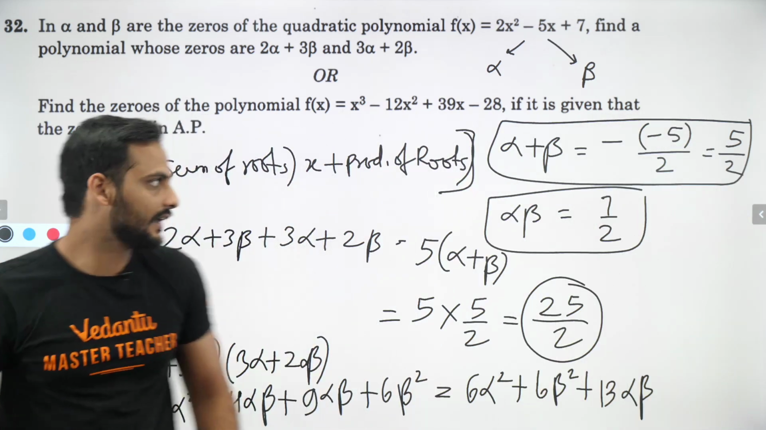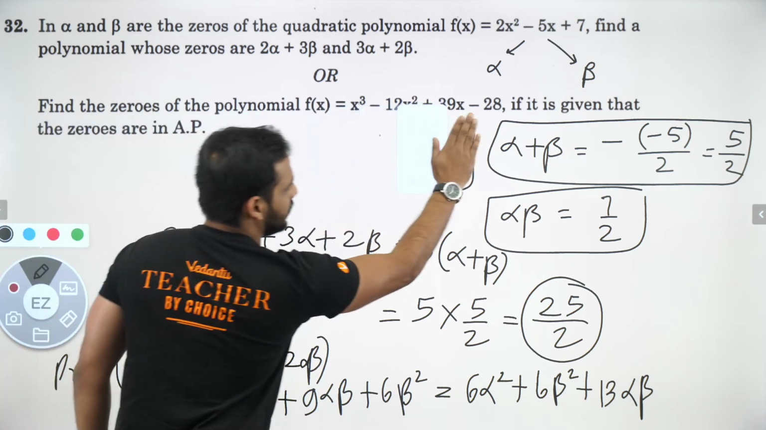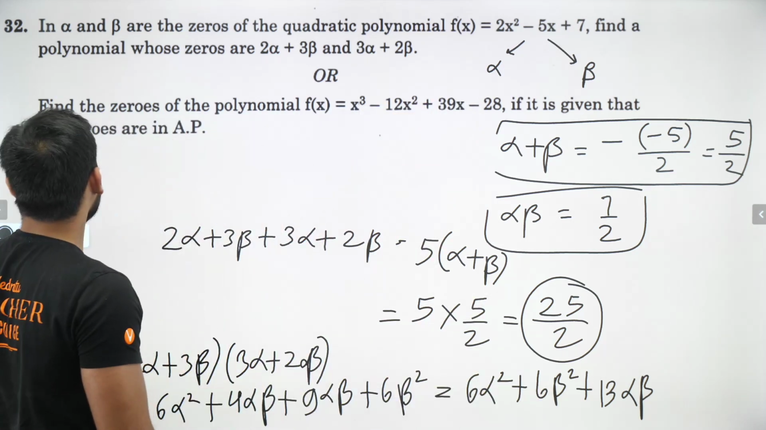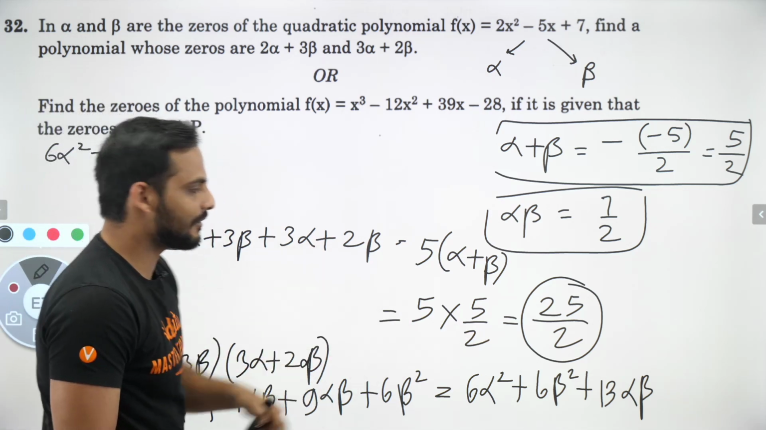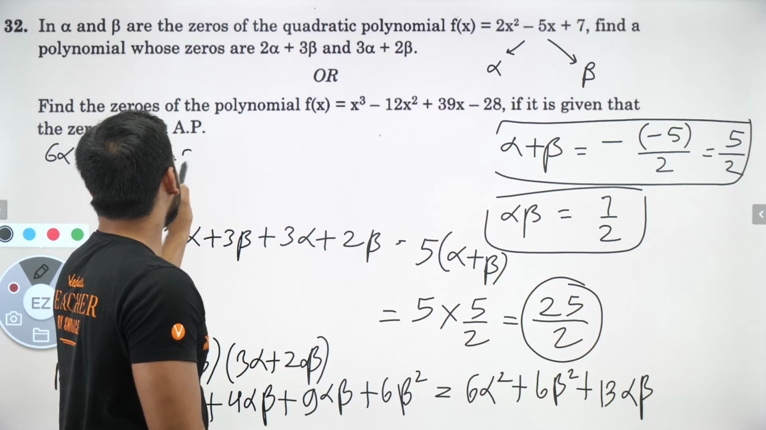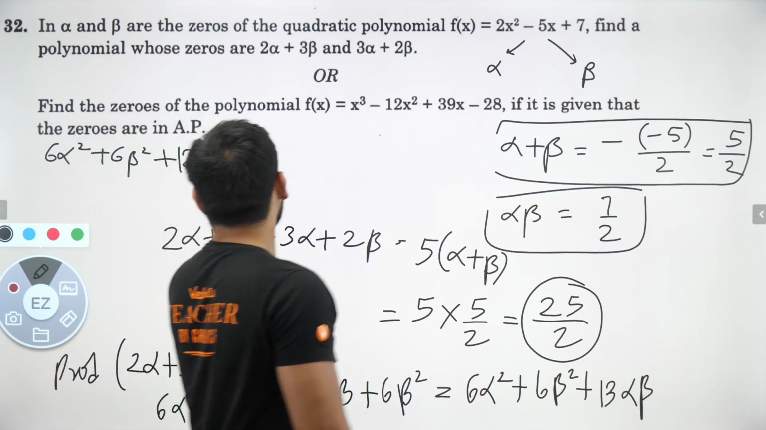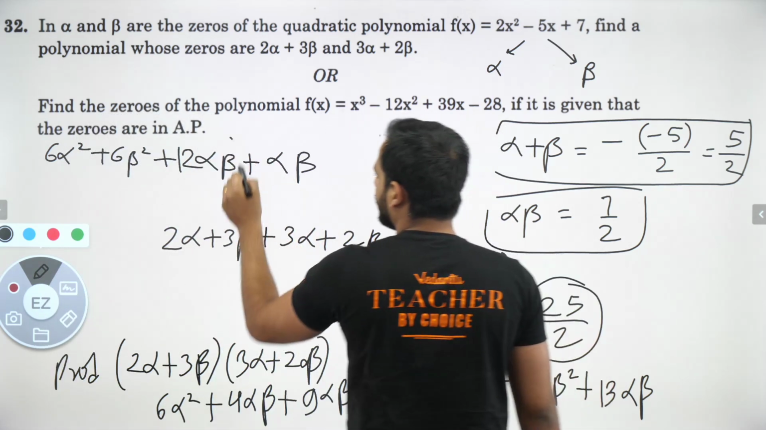ठीक है? अब थोड़ा सा ध्यान से सोच लेना एक बार. I am rewriting this part. 6 alpha square plus 6 beta square, 13 alpha beta, what I'll do? I will write it as 12 alpha beta plus alpha beta. ठीक है? Now look at this part.